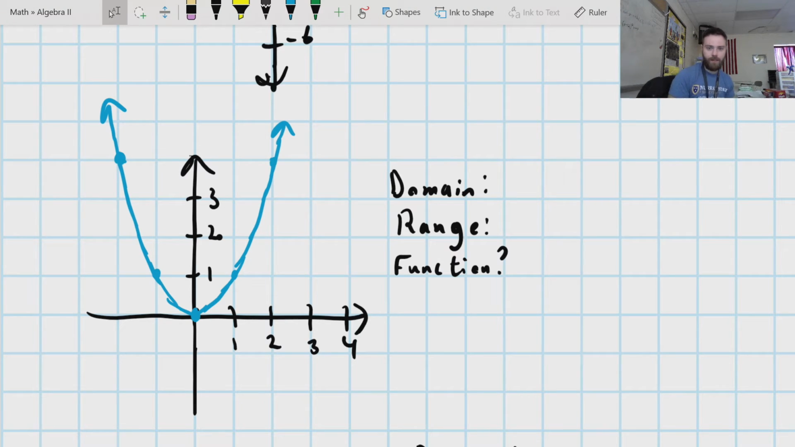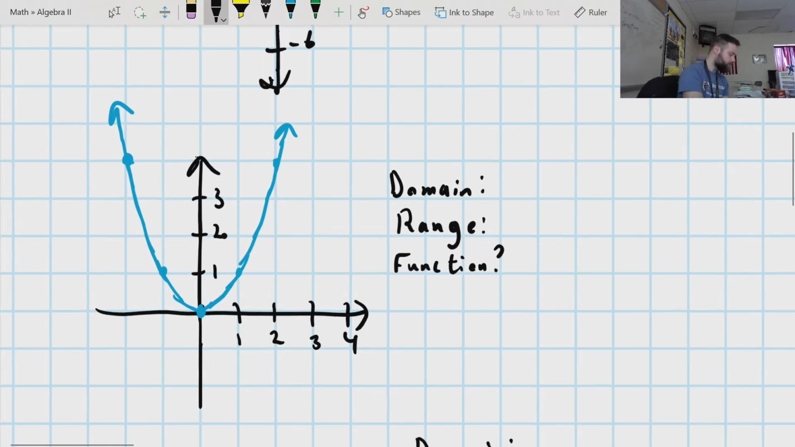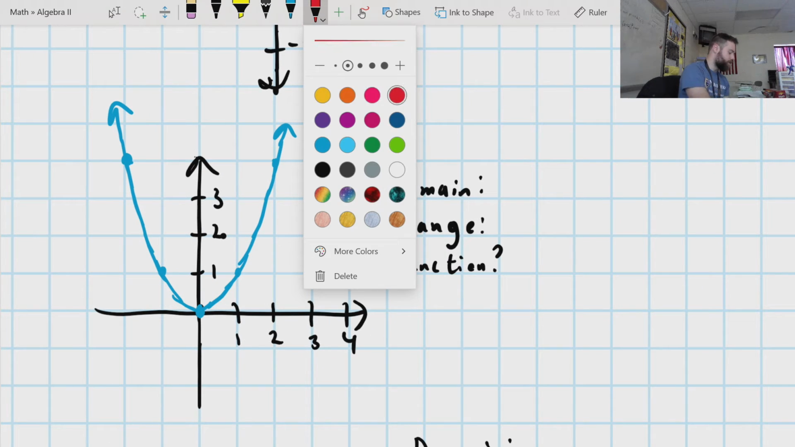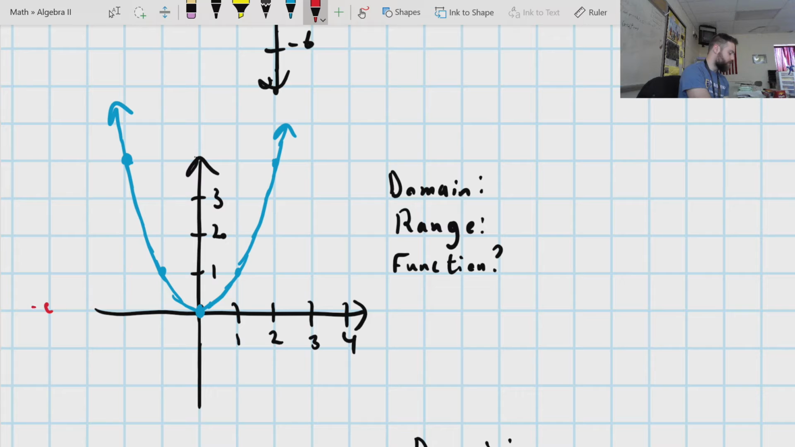If I take a look at this, it seems like this arrow is pointing on forever. If I were to zoom out and keep zooming out, this line would continue on forever. As far as the domain is concerned, if I plug in any value, I'm going to get an output. These arrows are pointing to -infinity, so the domain starts at -infinity. And this right-hand side is pointing to +infinity.